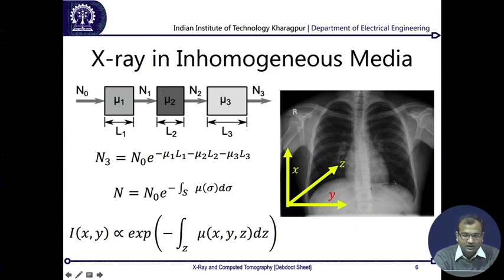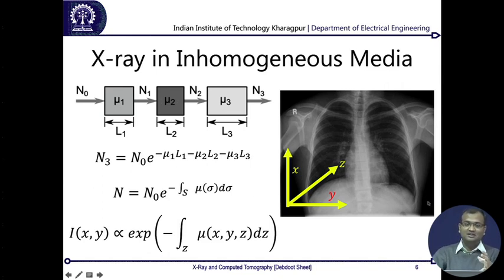Now, one curious question which a lot of people ask is that if this is the situation, then the integral of mu(x, y, z) dz is much higher for my bones. So, e to the power of minus of something high value is actually a much lower value. Your bone should actually be appearing darker, whereas your air should be appearing in a brighter shade, but that does not happen because this image is basically a negative image.